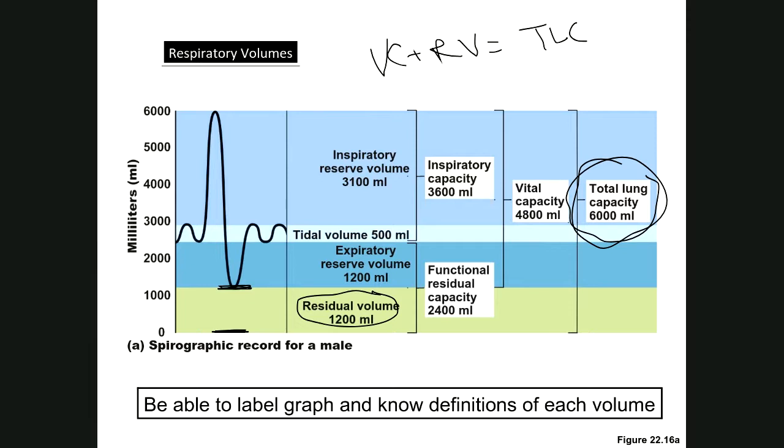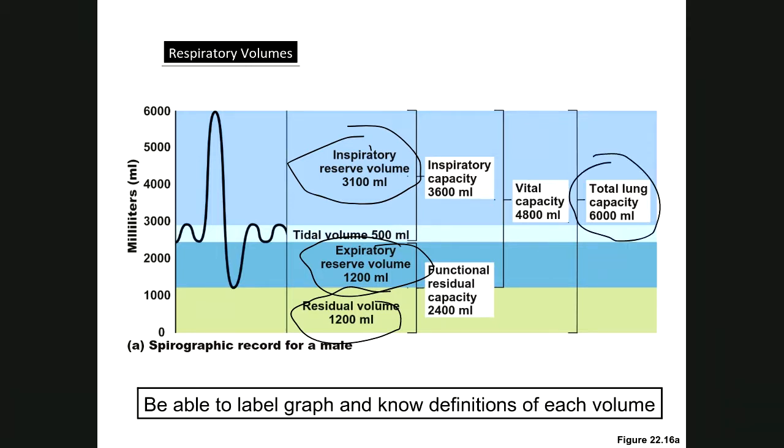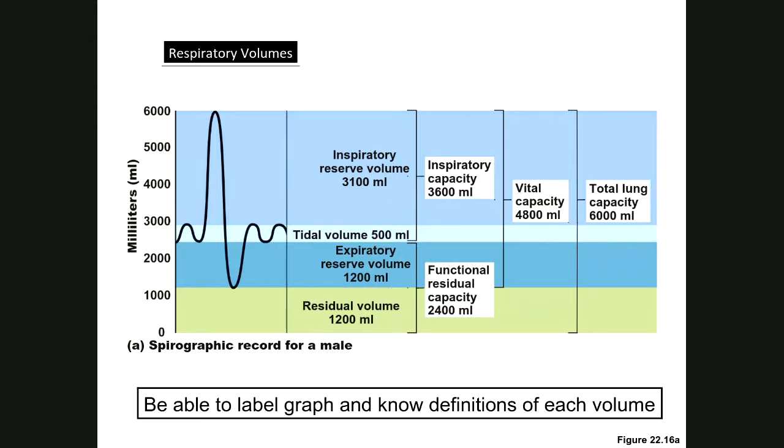So what I'd like you to be able to do is label a graph like this. I'd also like you to know what all these things mean. Now, if you notice there are numbers here, you don't have to know the numbers. They vary anyway, depending on your age, your body size, your gender, and so on. There is one number, though, that I want you to remember, and that's this one, because it does not change very much. Even if you're male versus female, young or old, it doesn't change very much.